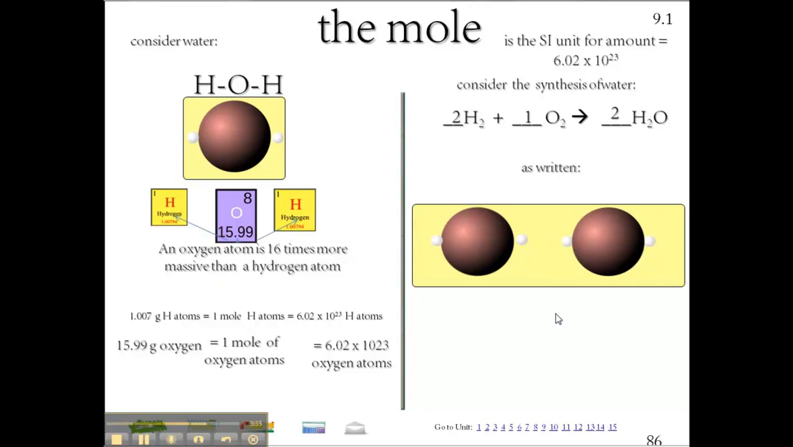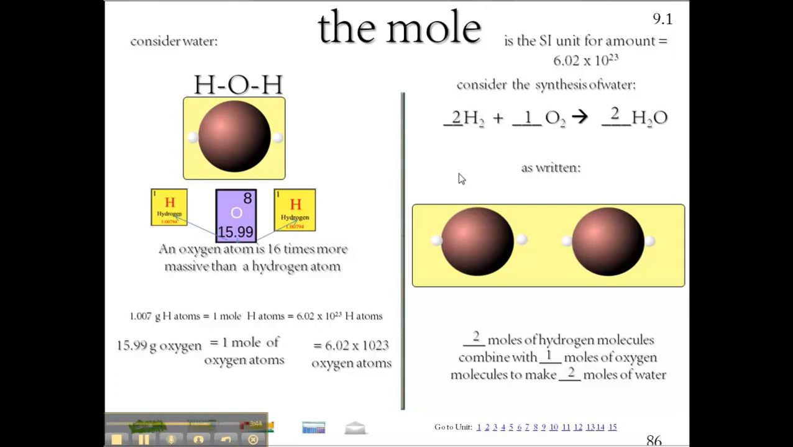We can say that 2 moles of hydrogen molecules combine with 1 mole of oxygen to make 2 moles of water. The really practical part is that we could say that 4 grams of hydrogen react with 32 grams of oxygen to make 36 grams of water. And that's a little bit about the practical utility of the mole.